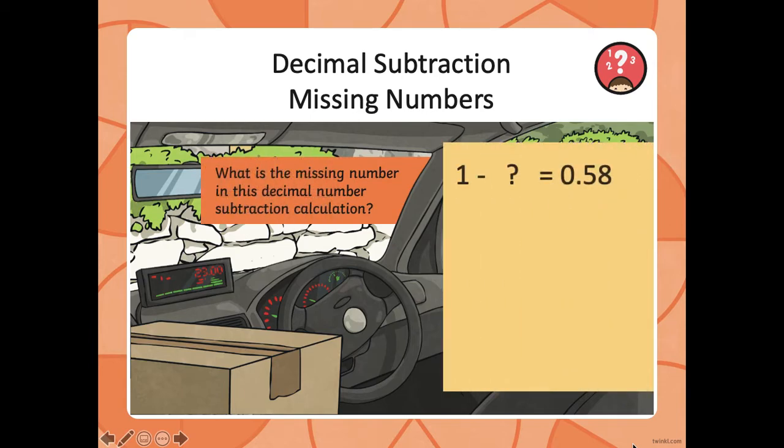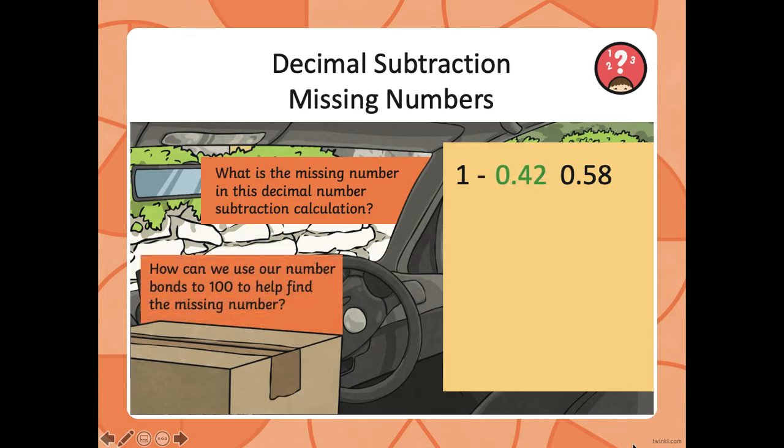But let's kick us off to get our brains working again. What do we need to add to 0.58 to make 1? So, for example, 1 whole, 1 minus something is 0.58. What have we got to add to 0.58 to get to 1? Work backwards on that sum, and you need to know your number bonds to 100. So 0.58 add 0.42.